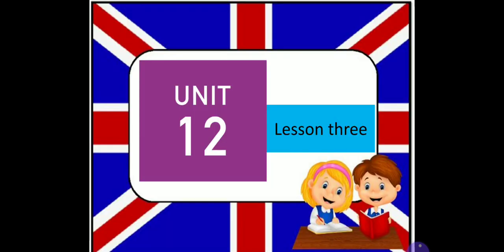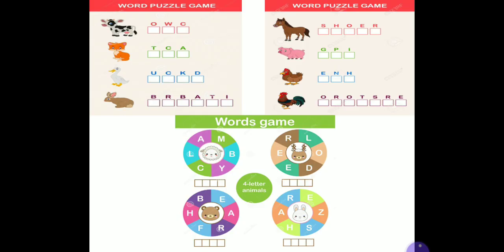Grade 5, Unit 12, Lesson 3. Before beginning the lesson, we will play one game with you. This game is called word puzzle game. In this game, now you should pay attention to the exercise, to picture 1. In the first picture, you will complete this puzzle with the help of these letters. For example, what can you see in the first picture? Yes, of course, you can see in the first picture cow.